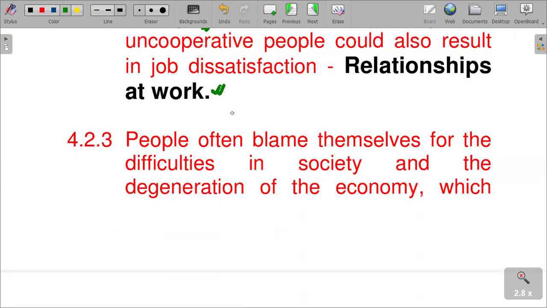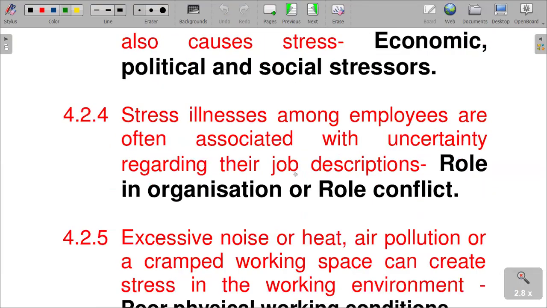People often blame themselves for the difficulties in society and the degeneration of the economy, which also causes stress. It is economic, political, and social stressors. They blame themselves for the social and other problems. So it falls under economic, and it is also political and social stressors. They can actually explain that.